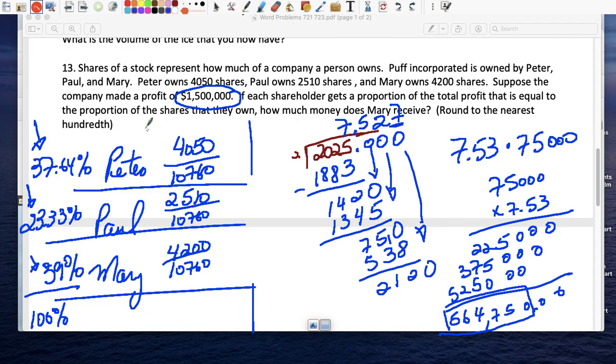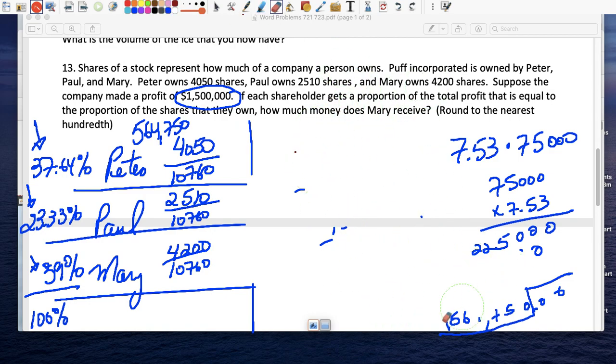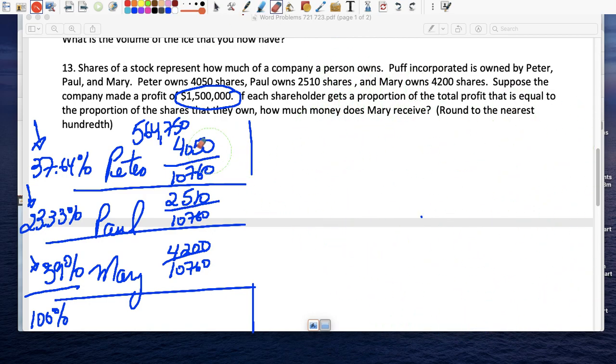Now write it here. So Pete takes 564,750, approximately. And when you're done with this and you add all three totals, it should add up to 1.5 million. So let's do Paul: 2,500 times 10,760 over 1.5 million, or 1,500,000. That goes away. That goes away. I wonder if there's even a difference.